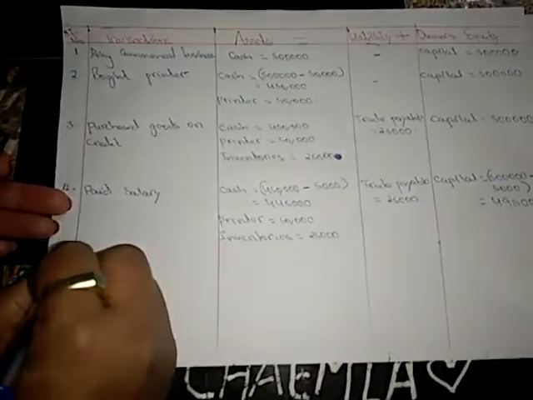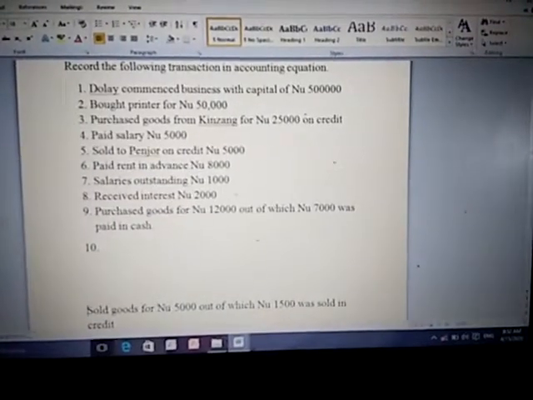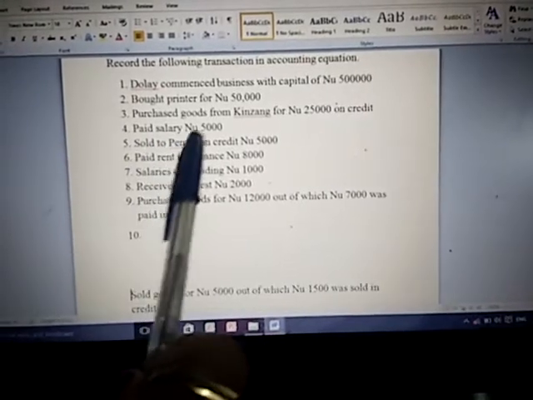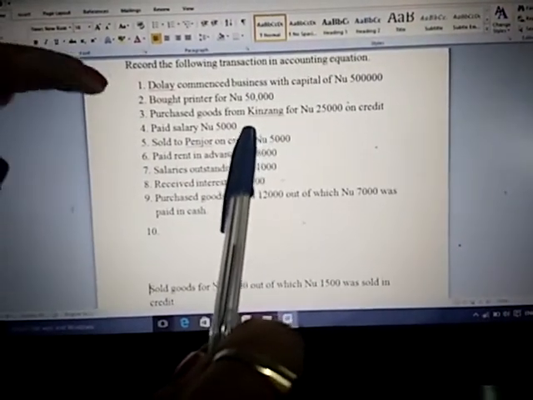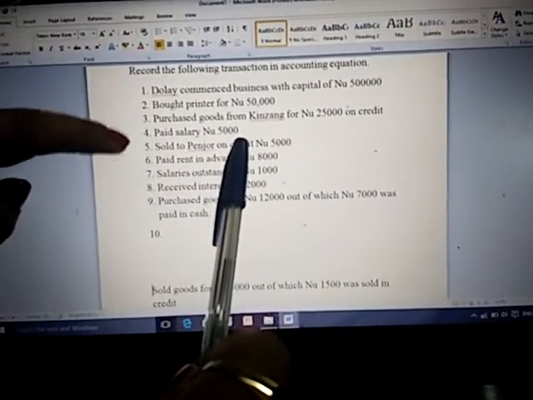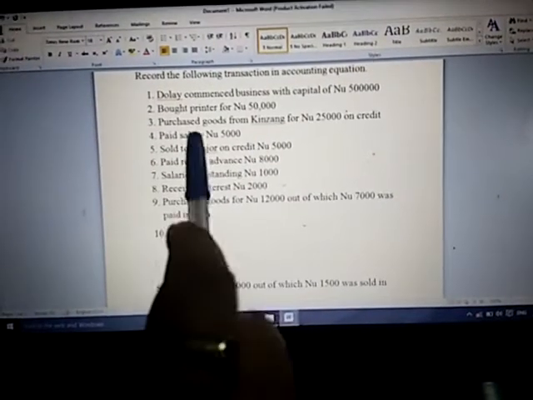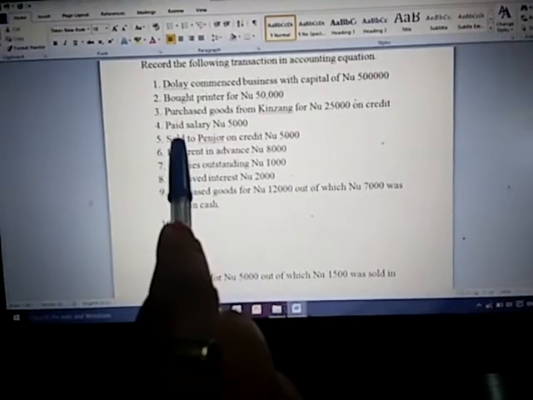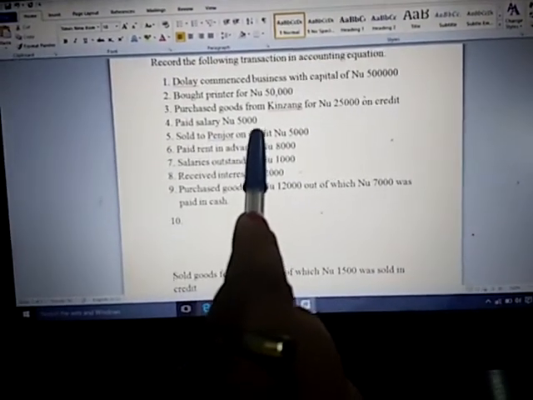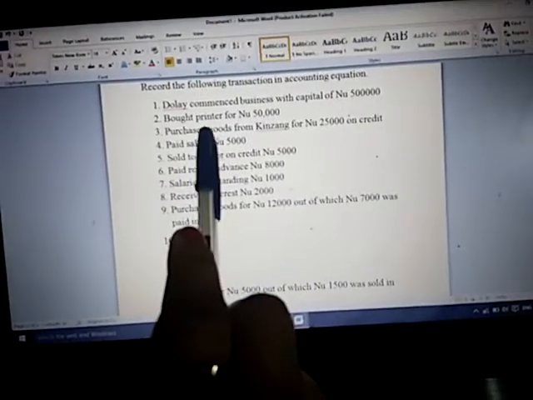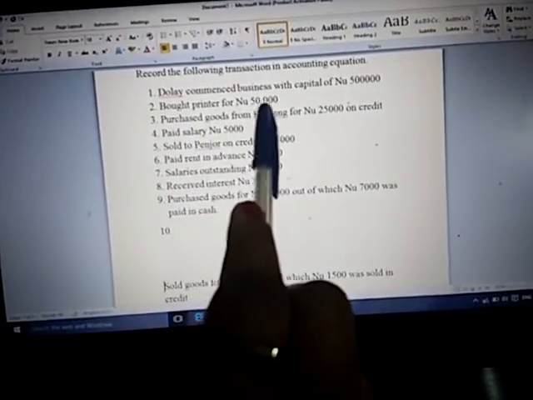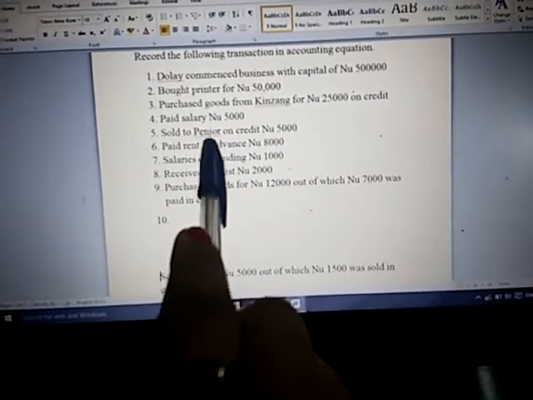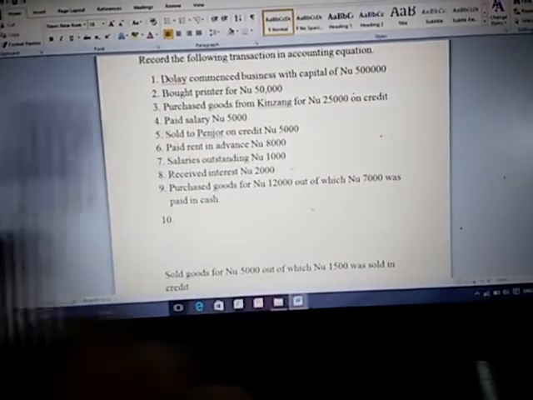Now we'll move to transaction number 5. See, sold to Penjo on credit. I'll just tell you the difference between transaction number 3 and 5, okay? In transaction number 3, you purchased goods on credit, no? In transaction number 5, you sold goods on credit. There is a difference. In transaction number 3, you have to pay Kinsang. In transaction number 5, you have to get money from Penjo, but he took goods on credit.